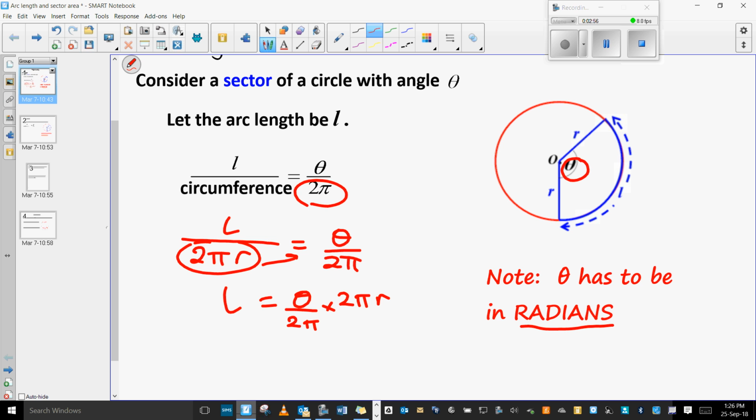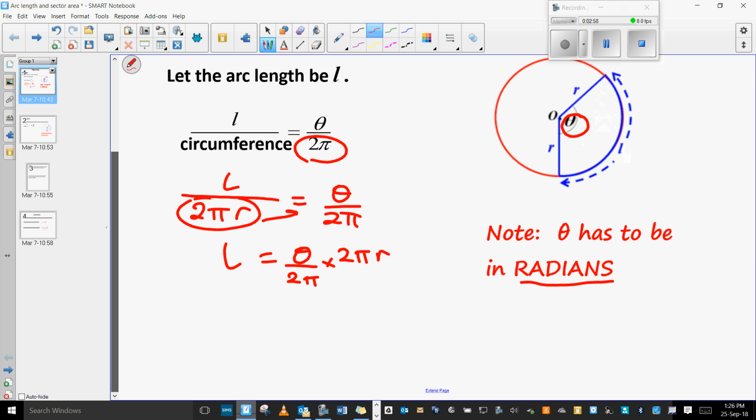What can we see happens then? We're going to pretend that that's over 1. What cancels out? The 2 pi and 2 pi. So we're just literally left with theta multiplied by r. Are you happy with that? Now that is the formula for the arc length of a sector.